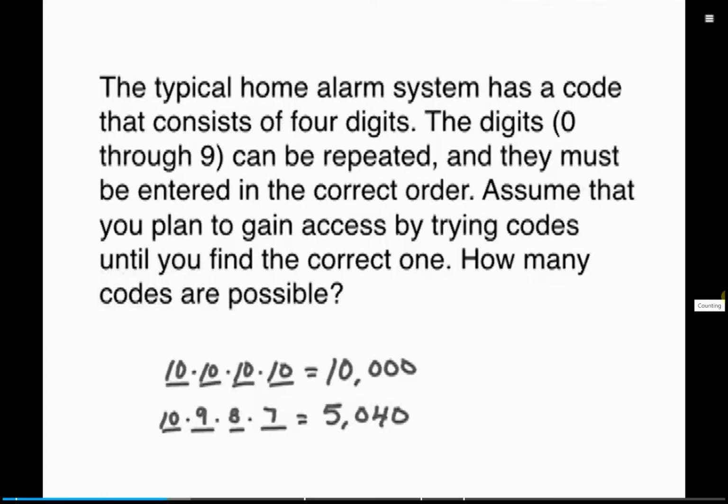Now this idea of reducing by 1 each time can be illustrated with something called the factorial rule. So let's pull up the factorial rule and take a look at that.